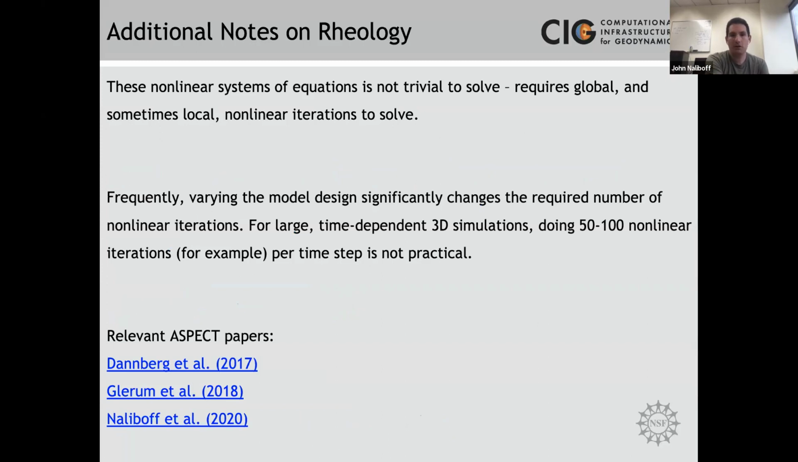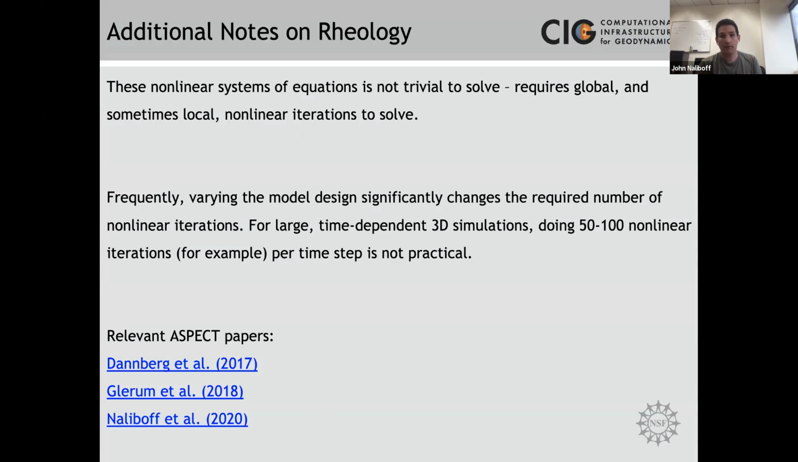So, some additional notes on rheology before we start going into the bending beam example. These nonlinear systems of equations we just showed on the previous page are not trivial to solve. They require global nonlinear iterations, and we'll go into what exactly that means, and in some cases, local nonlinear iterations. The global iterations adjust for the dependence on temperature and strain rate. In some cases, which is not implemented in Aspect, some people also do local nonlinear iterations, for example for the partitioning between deformation mechanisms, diffusion and dislocation creep, locally.